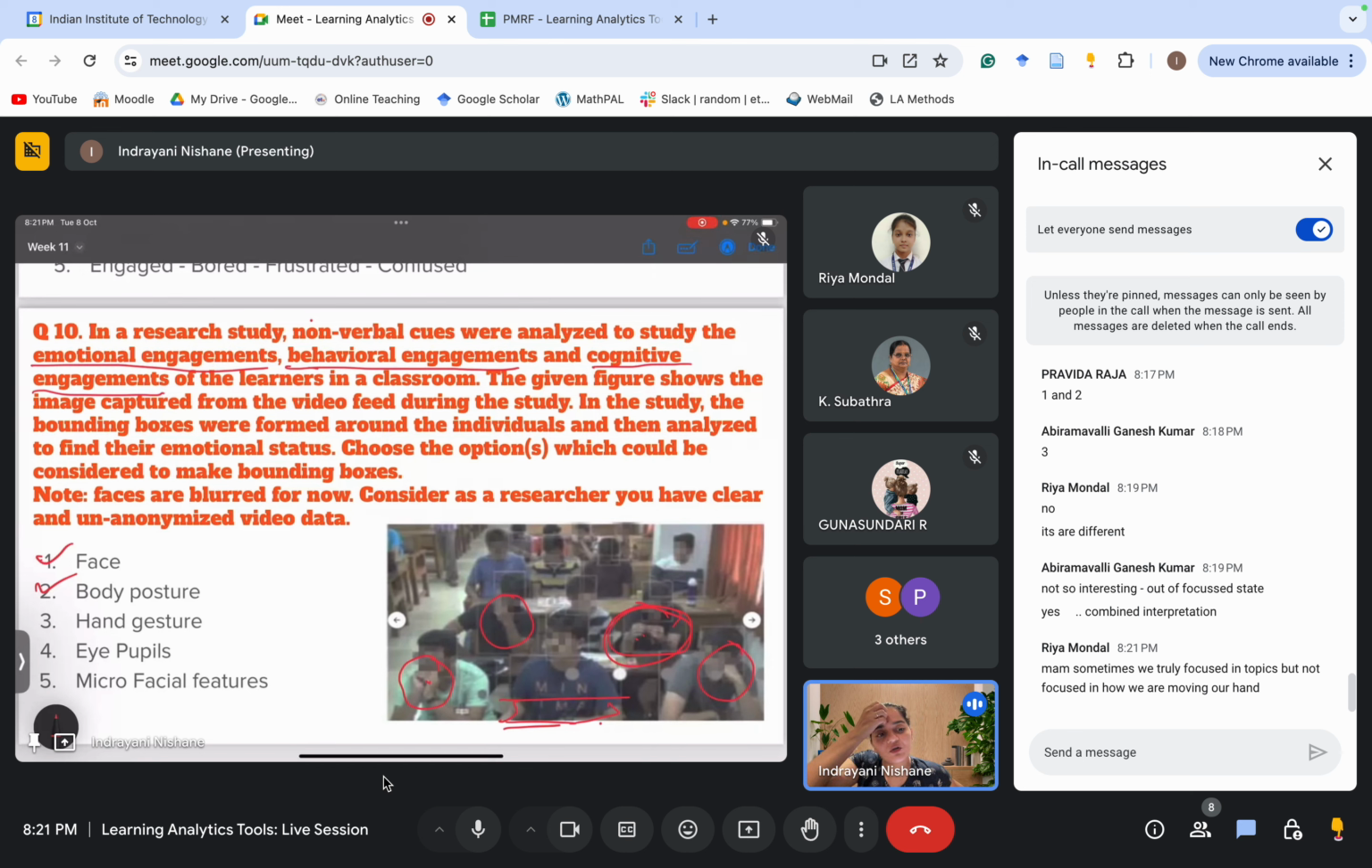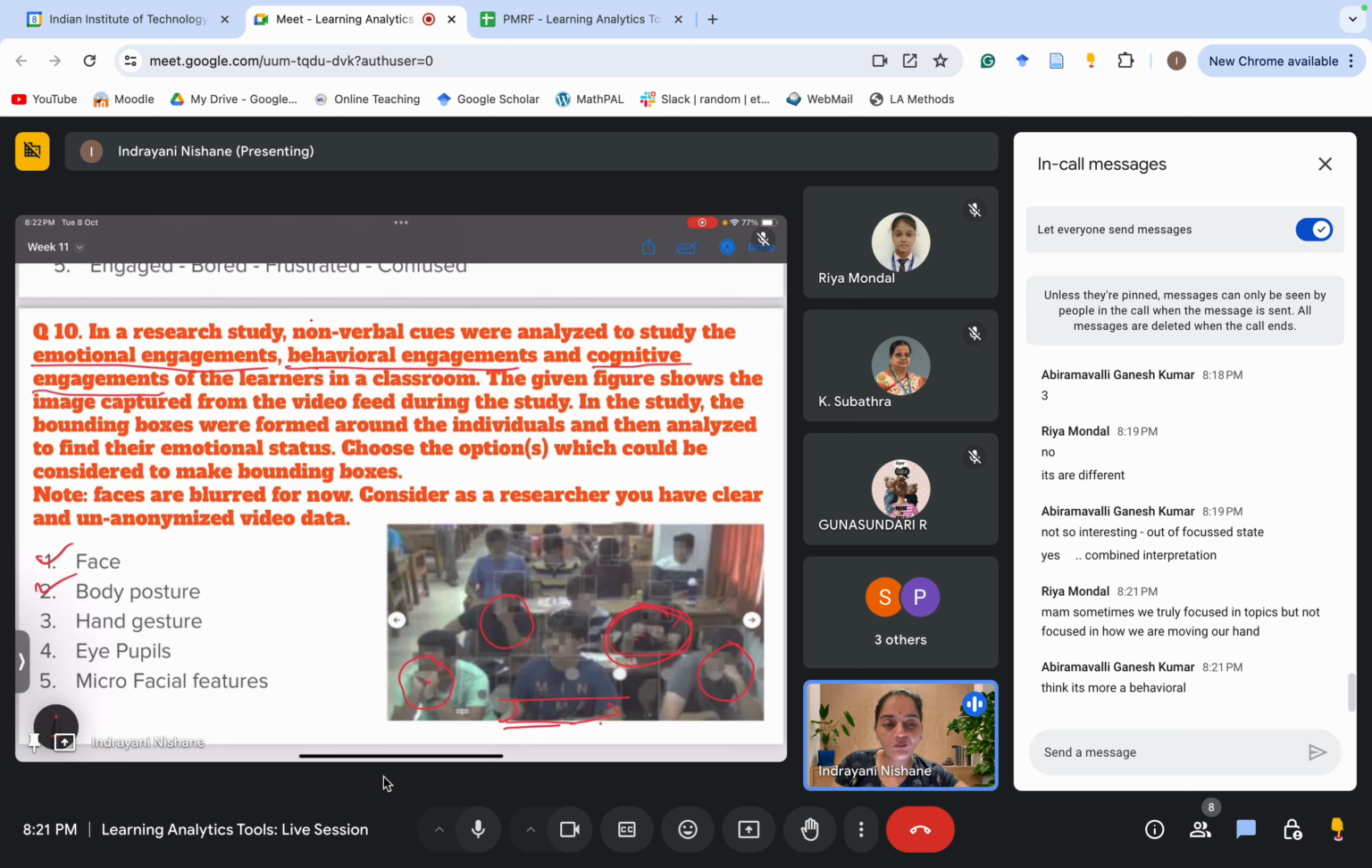Sometimes we are truly focused on topics but not focused on how we are moving our hand. So say for example, I am moving my hand through my face but I am engaged, but I am moving it and keeping it down. I'm holding a pen in my hand and I'm writing something constantly, I'm making notes. So that means through my behavior I'm showing my engagement. When we are not paying attention, those are momentary moments. But if I'm sleeping, I'm like this, my posture is also down, I'm giving support of my hand to my face. So this you can see, it's boredom. Whereas if I'm sitting like this and my hand is like this, that is more engagement.